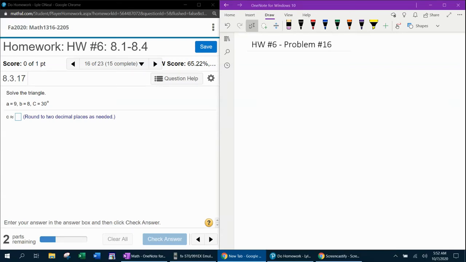All right, here we go. Question number 16 from our 13-16 homework number 6 in MyLab Math. Solve the triangle. So I can draw a picture if I want, but I'm lazy, so this time I'm not going to draw a picture.